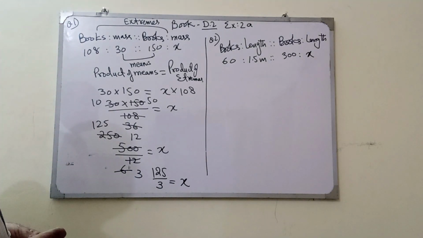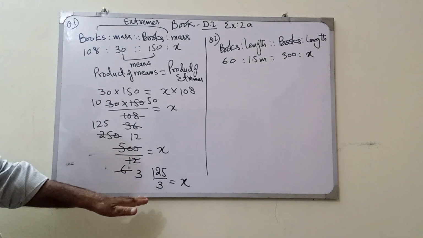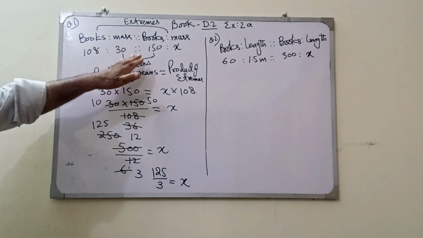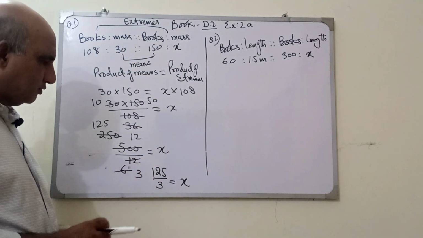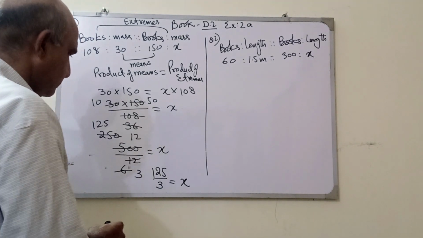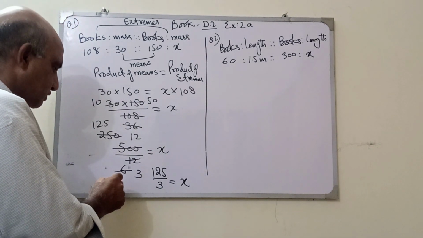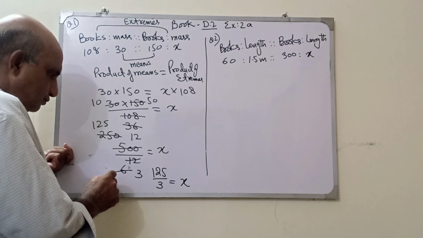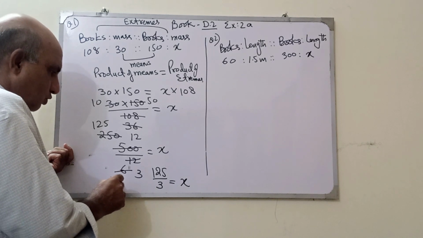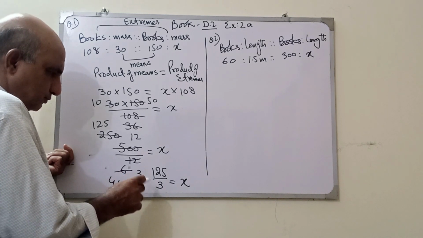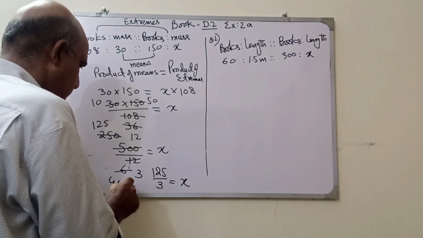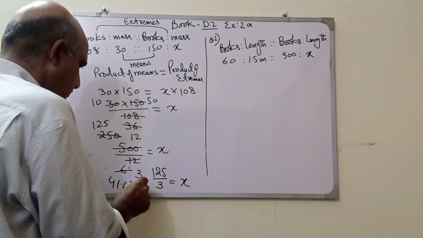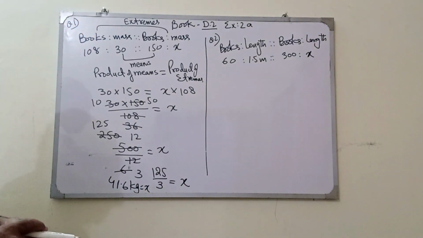So the mass of 150 books is 125 over 3. We can divide it, so it is 41.6, right? This is the answer for x.